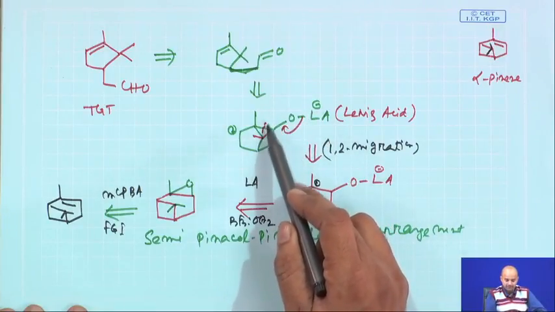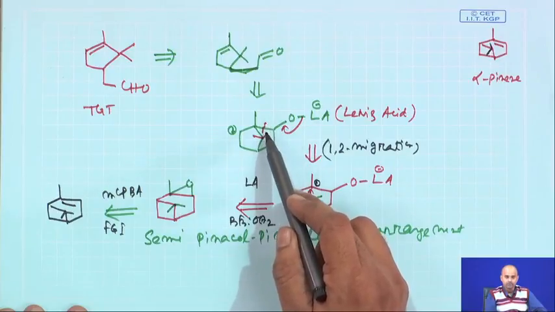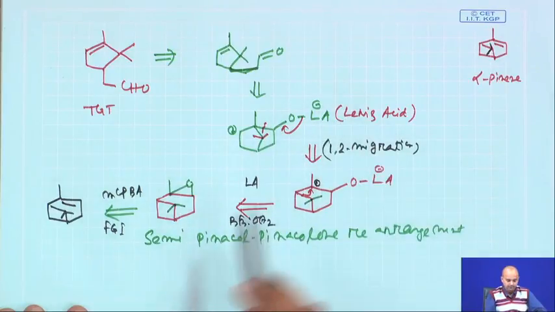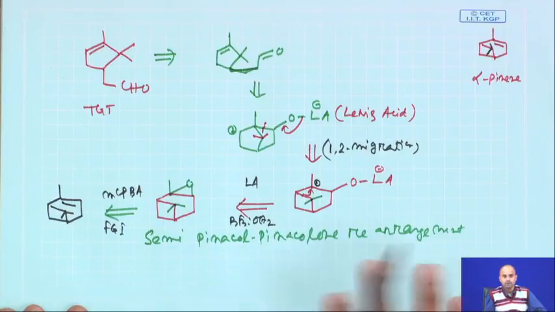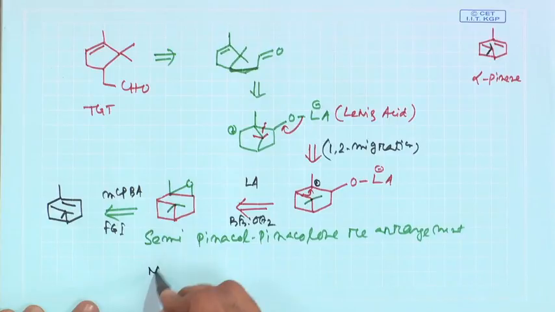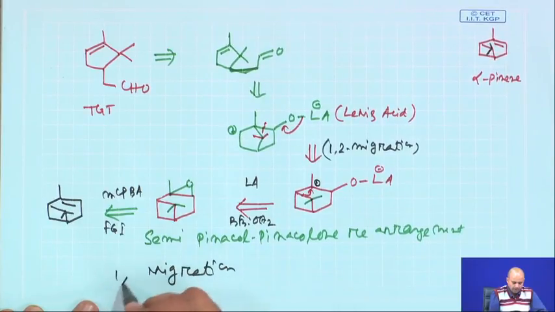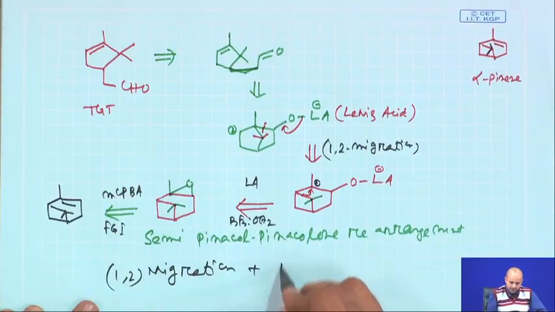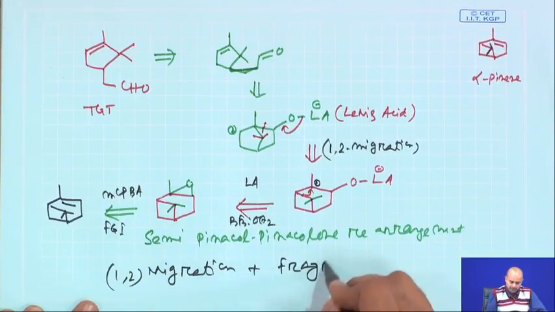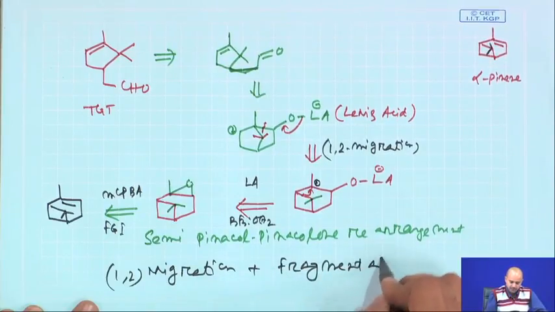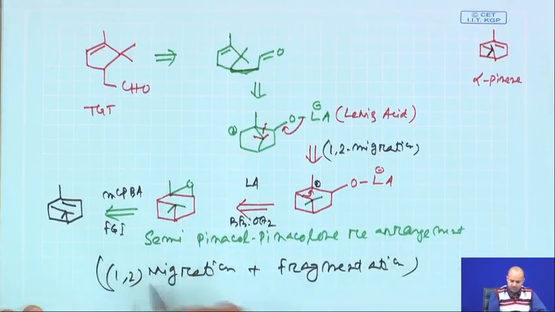This fragmentation is important, which probably is not a common part of the semi-pinacol or pinacolone rearrangement or Wagner-Meerwein rearrangement. In Wagner-Meerwein rearrangement, we never had this fragmentation. We basically have the migration or rearrangement, but this is a 1,2 migration followed by fragmentation. So that was a very unique reaction, which makes this reaction a bit unique.